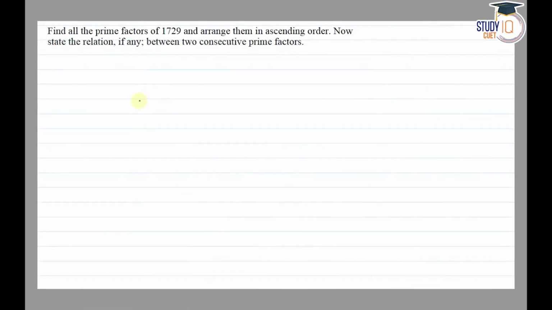Hello everyone. This question appears in class 6 NCERT chapter of playing with numbers. This is sixth question of its exercise 3.5. So the question says that find all the prime factors of 729 and arrange them in ascending order. Now state the relation, if any, between two consecutive prime factors.